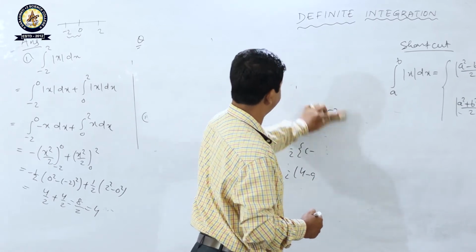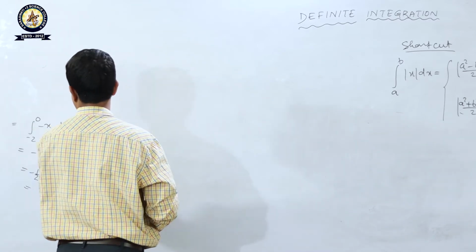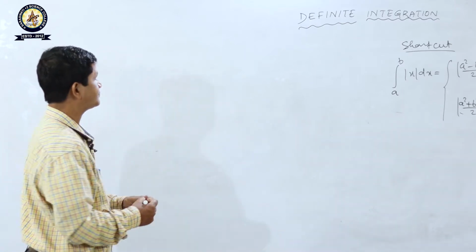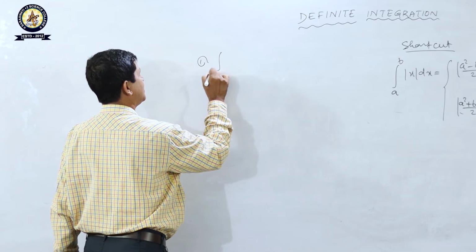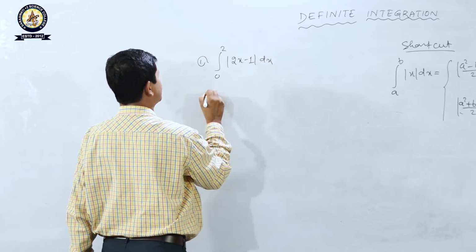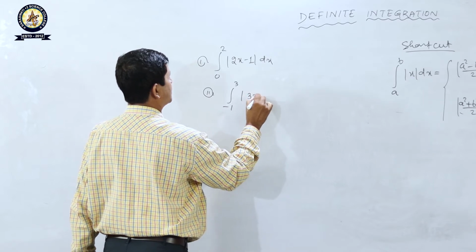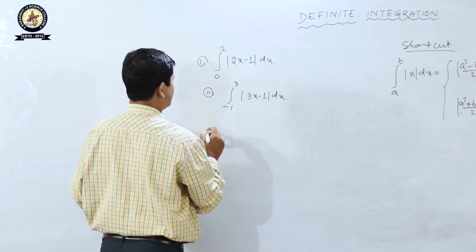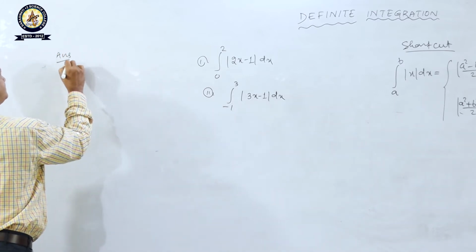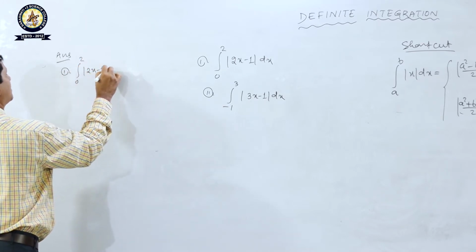Next, come to one more question. First bit, integration 0 to 2 of mod of 2x minus 1 dx. Second bit, integration minus 1 to 3 of mod of 3x minus 1 dx. Look at these two. Come to the first bit, integration from 0 to 2 of mod of 2x minus 1 dx.